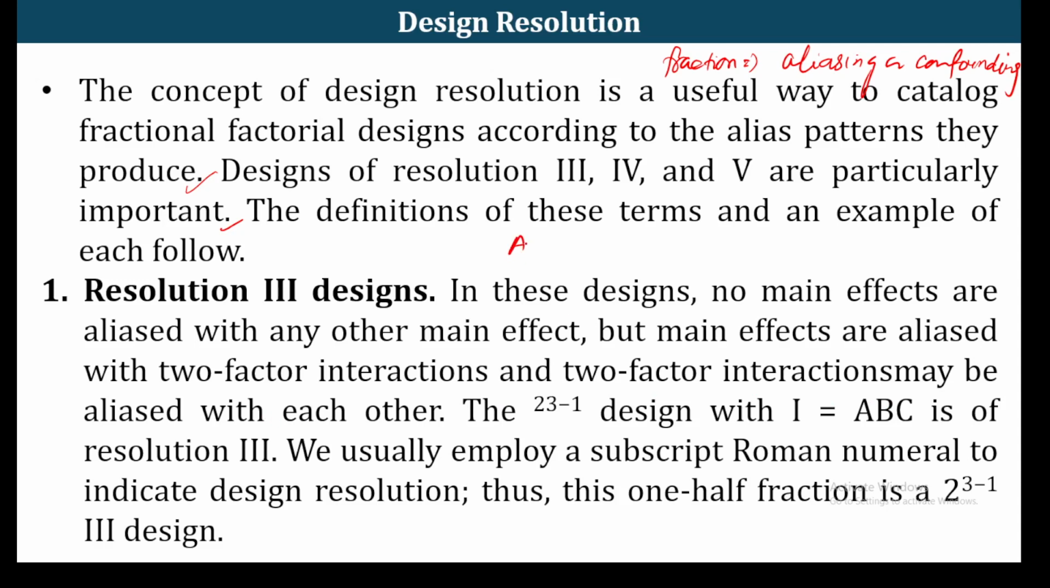Let's say we have A, B, C. So the individual factors will be A, B, C, AB, AC, BC. But there will not be ABC. Why? Because we are doing the confounding for that. So no main effect is aliased with any other main effect. The main effects are individual, but main effects are aliased with the two-factor interactions, and two-factor interactions may be aliased with each other also. So AB, AC, BC. That's how it goes. So I equals ABC is the resolution 3.